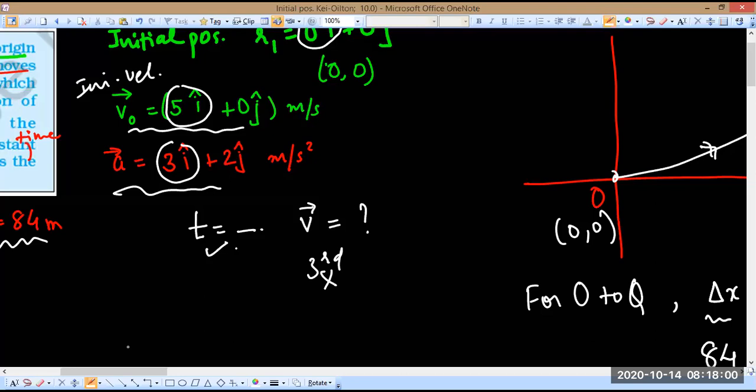What is the value of the x component of initial velocity? The x component of initial velocity. It is 5. Yes, it is 5.